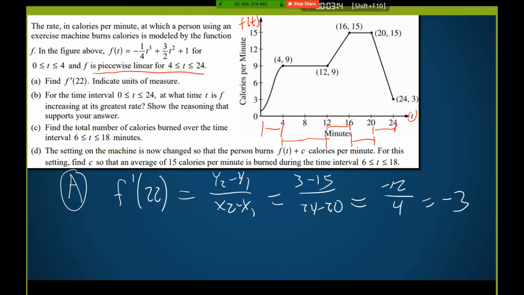Okay, so a derivative is a slope at a point. For a linear function, so that's for a line, the slope at all of the points on the line will be the same. So that means we can just get the slope of this line from 20 to 24, and that will be the slope for all points between 20 and 24, including 22. Any questions on part A? That was perfect.